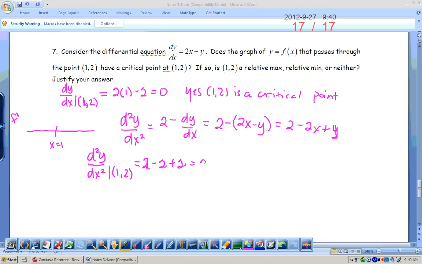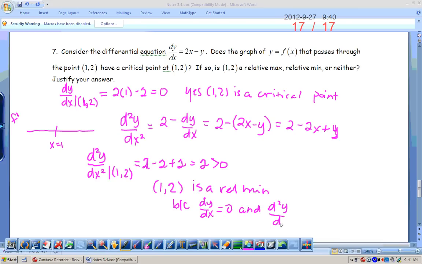which equals 2. So, because my second derivative is greater than 0 and my first derivative equals 0, the point (1, 2) is a relative minimum. So (1, 2) is a relative minimum because dy/dx equals 0 and d squared y over dx squared, or the second derivative, is greater than 0.